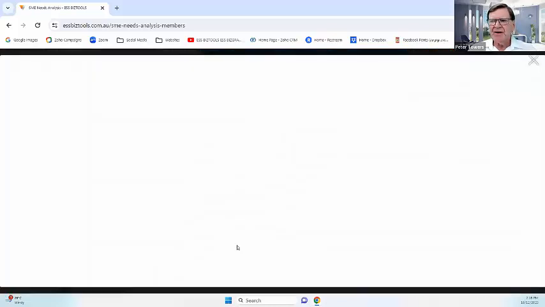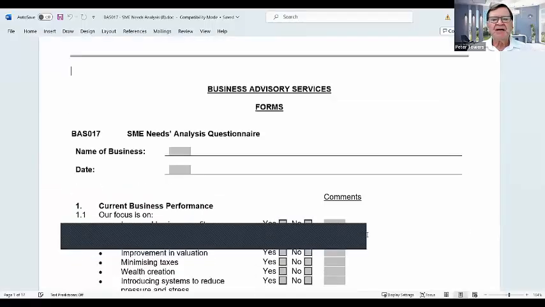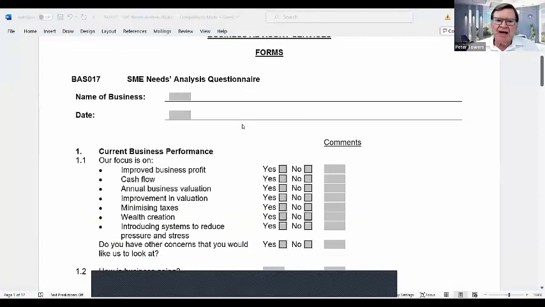So I'm now downloading the content on the SME Needs Analysis. I'm clicking onto the document and I'm going to create a new share. You can see that on your screen. The SME Needs Analysis is there to help you have a conversation with your client, to sit down and talk to them about it.